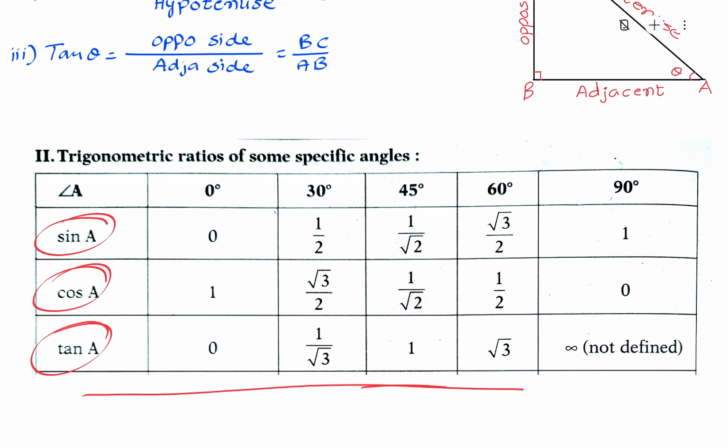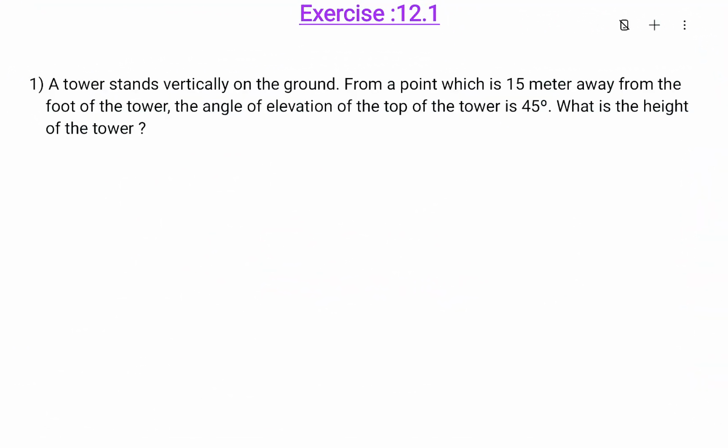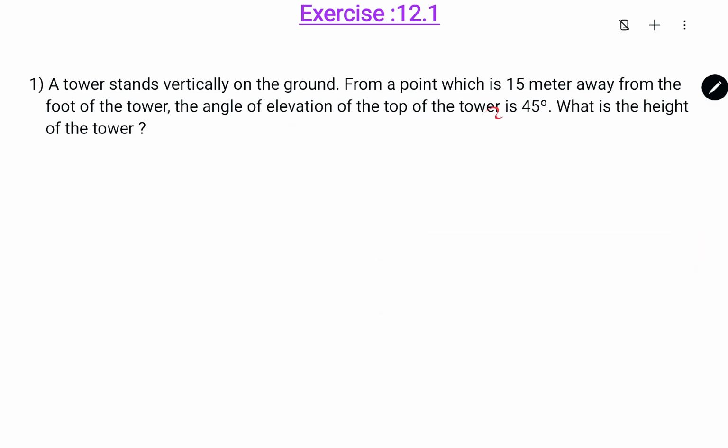Now we will discuss exercise problems. Exercise 12.1. First question. A tower stands vertically on the ground. From a point which is 15 meters away from the foot of the tower, the angle of elevation of the top of the tower is 45 degrees. What is the height of the tower?